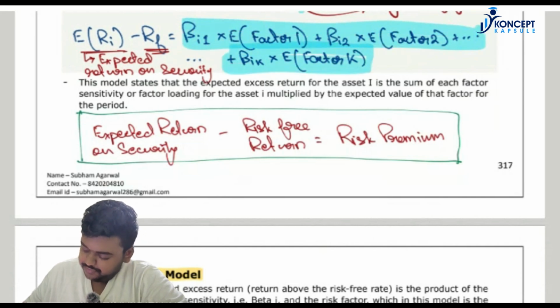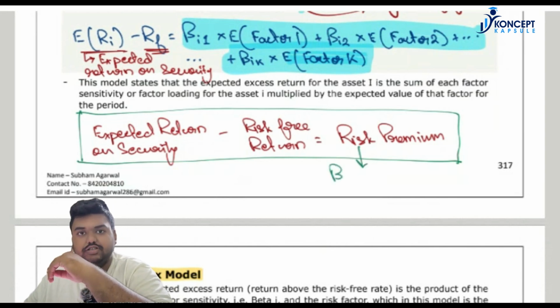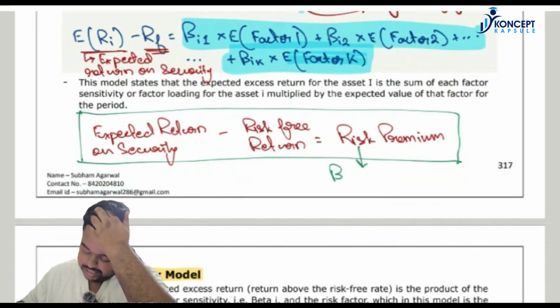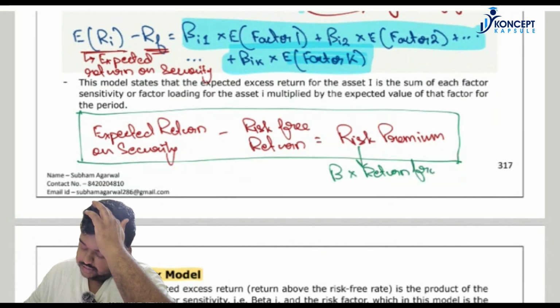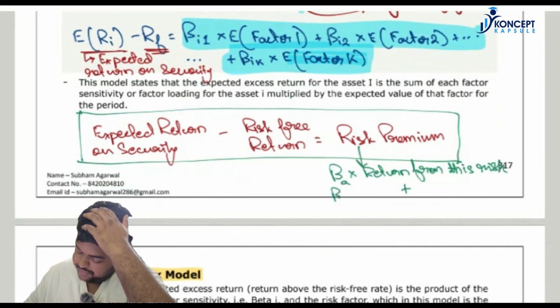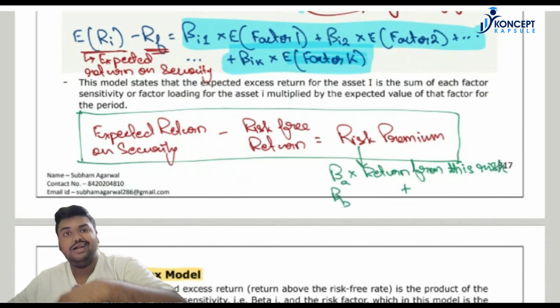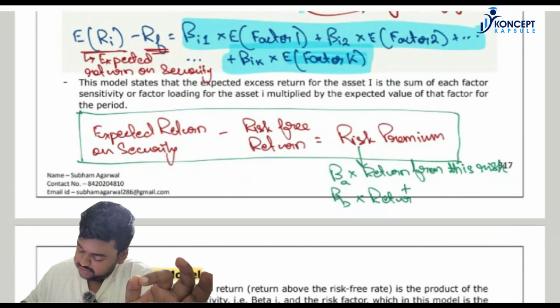What is it showing? It is showing the beta. What is beta? Beta is a measure of risk. We have also already seen that. Beta is a measure of risk, into the returns from this risk, plus beta B. What is beta B? Another risk factor, into the return from the specific risk factor.